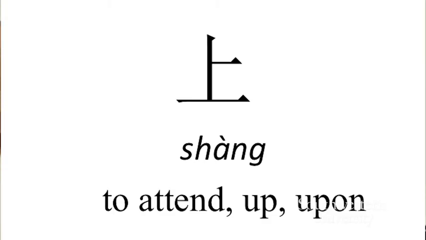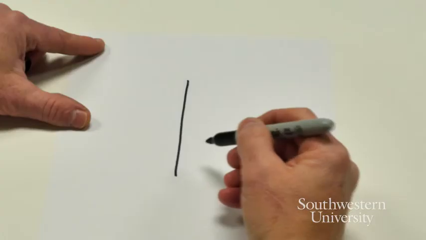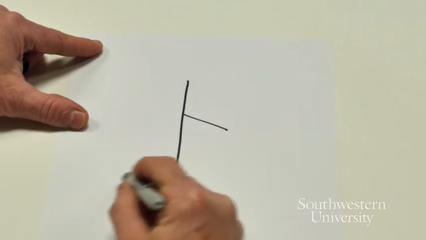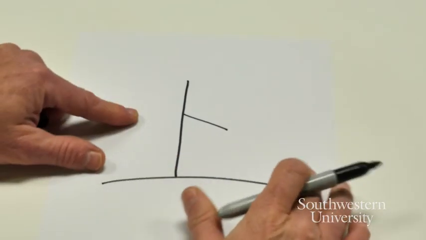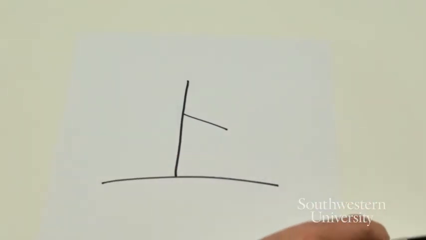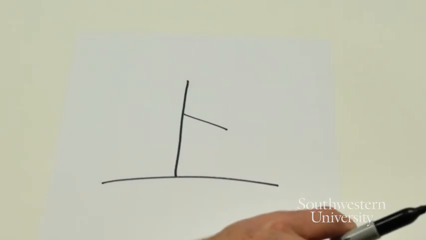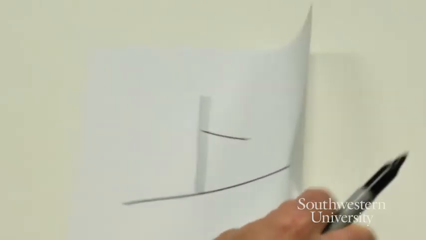This next character, shang. Shu, dian, heng, shang. On top of, or upon, or to go to class, to attend, to go somewhere, shang.